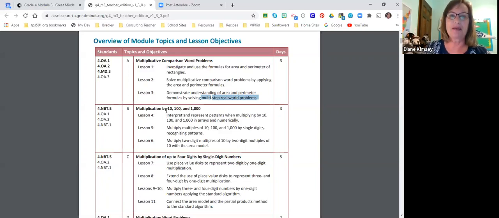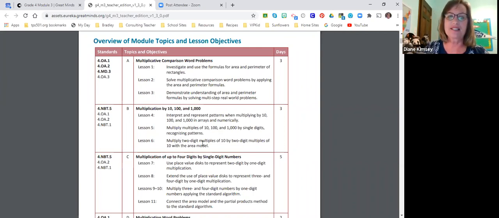Then we're going to go into topic B, and remember we read that it's multiplication by 10, 100, 1000. Let's take a look at this. Interpret and represent patterns. All right, multiply multiples of 10, 100, 1000 by single digits. And again, recognizing patterns. We're seeing this word patterns being repeated, so it'd be a great time to refresh their little brains about patterns.